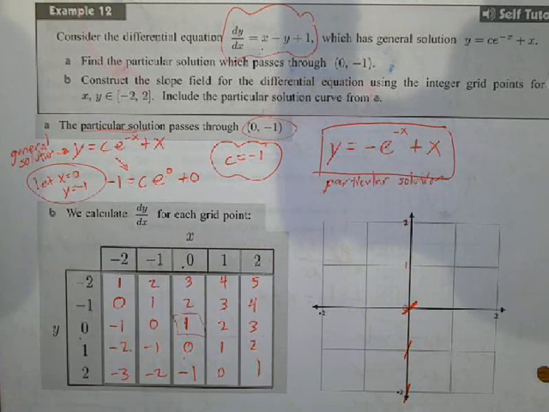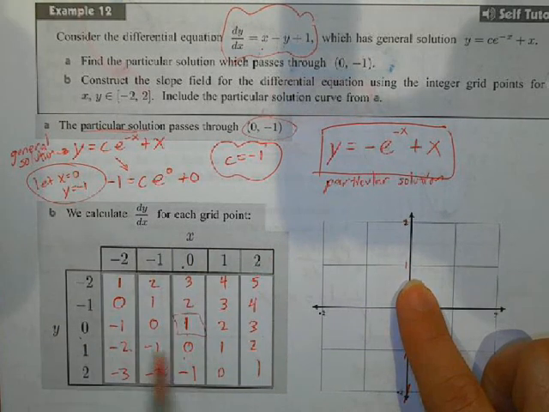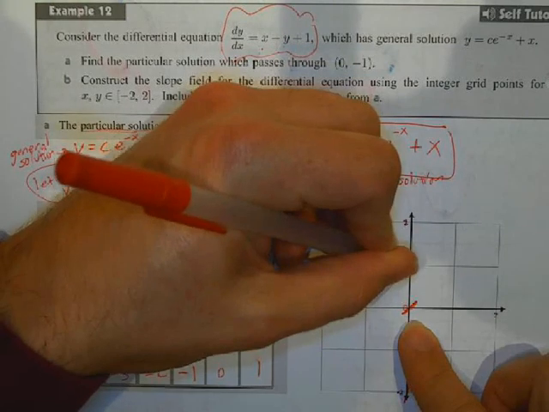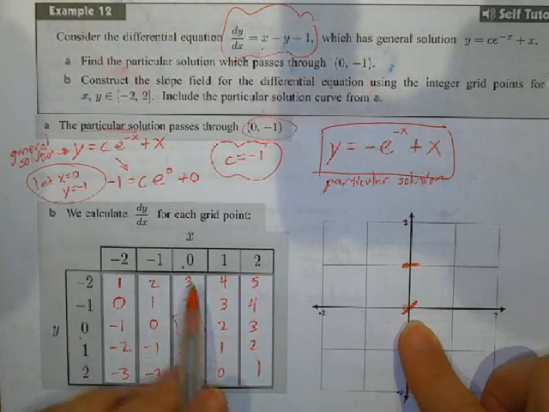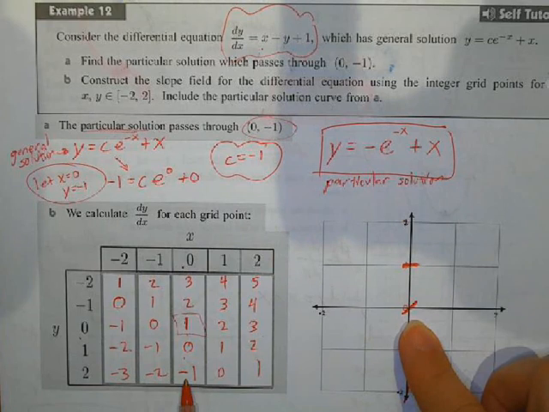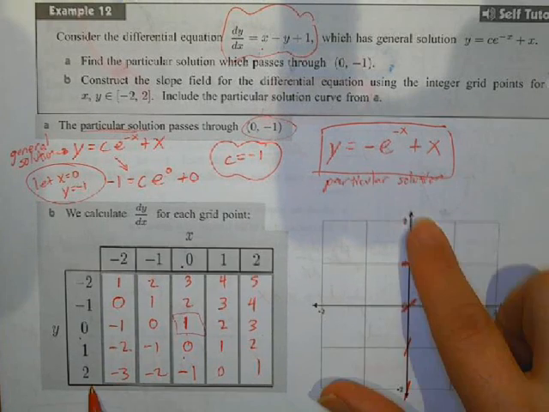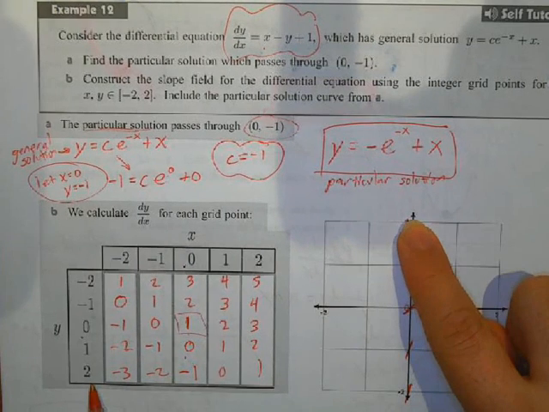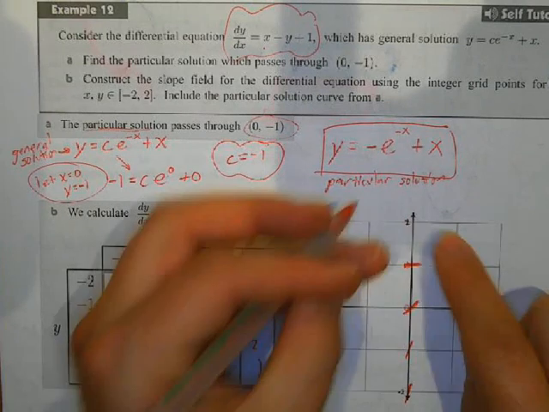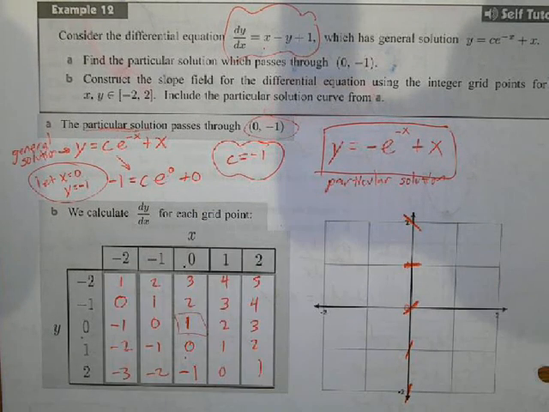Okay. When x is 0 and y is 1, we have a slope of 0. So I'm just going to put a horizontal line here. When x is 0 and y is 2, it's up here, we've got a slope of negative 1. And you have to go through that process.